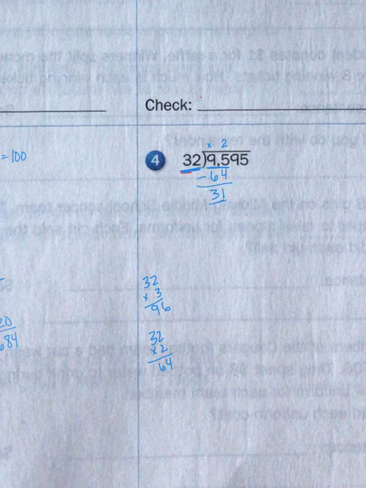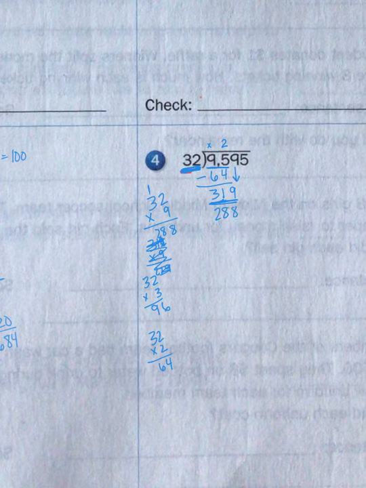31 is smaller than 32. So I can go ahead and bring down my 9. I now have 319. Well, I know that 32 times 10 is 320. So let's do 9. Oops, I get 200. I multiplied by the wrong number. That's not going to help us. 32 times 9. I get 18. And 288. Let's see if that works.